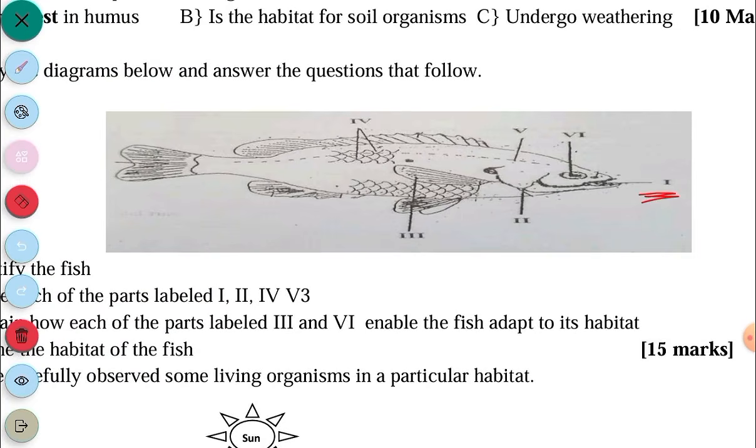Then II is the operculum, which covers the gills. Then IV is the scales. So this V, I don't really know what it meant. But V is the lateral line, VI is the eye. I is the pectoral fin. So I've labeled everything for you. You can zoom out now.